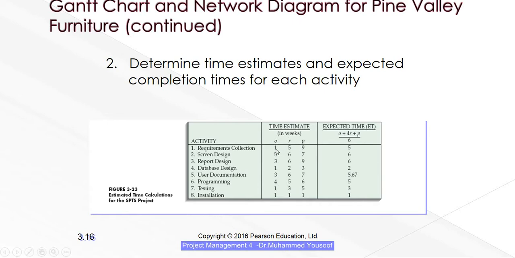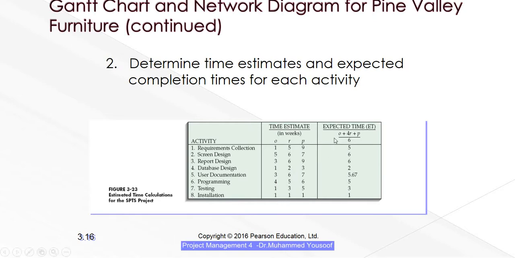For example, this can be done in 1 week. This can most likely be completed in 5 weeks, but in the worst case it can be completed in 9 weeks. There are 3 scenarios for all these things. Okay, installation is 1, 1, 1. Why 1, 1, 1? In any case it can be finished in 1 week. Worst also 1, best also 1. Here you can see that for user documentation, the best is 3, the worst case is 7, and the most likely, the nominal or expected one, is 6.